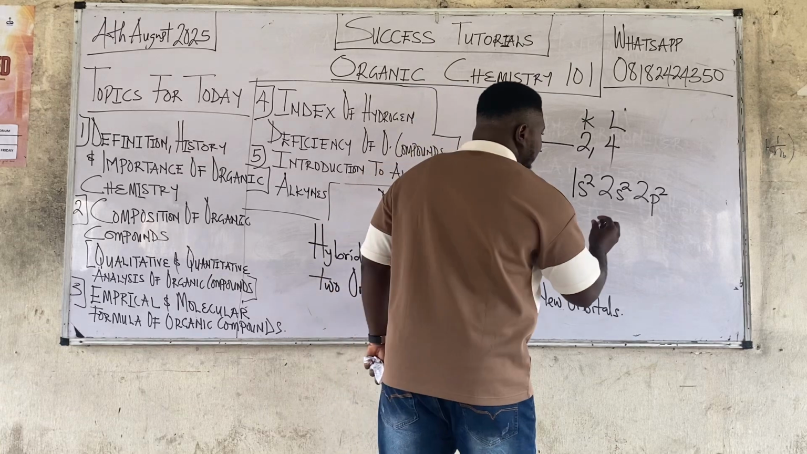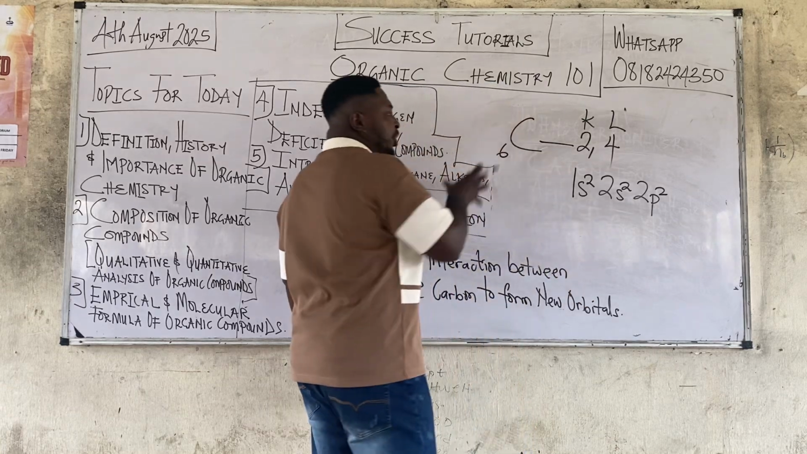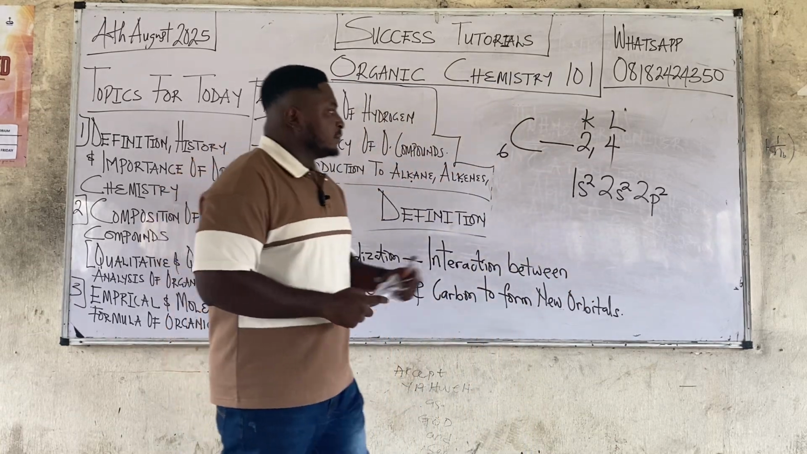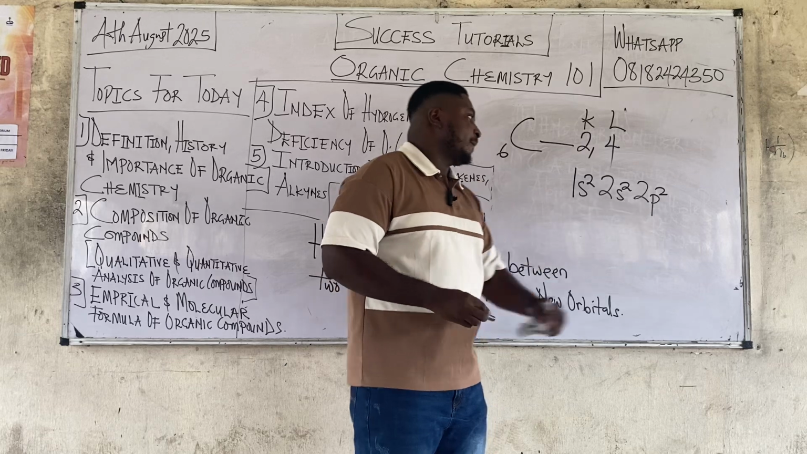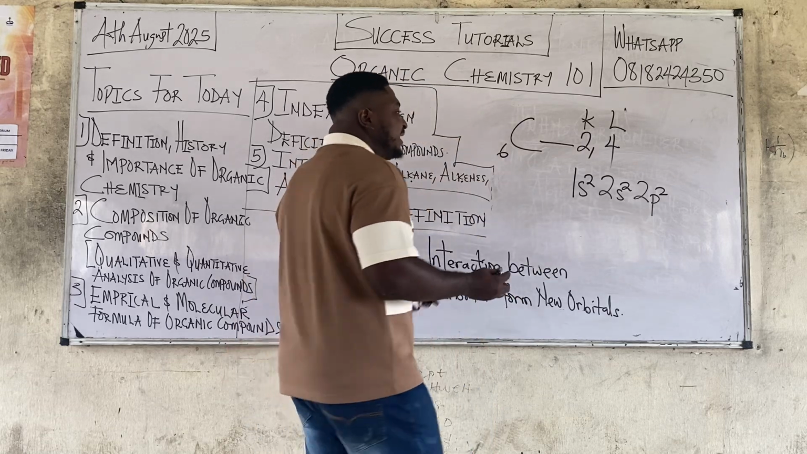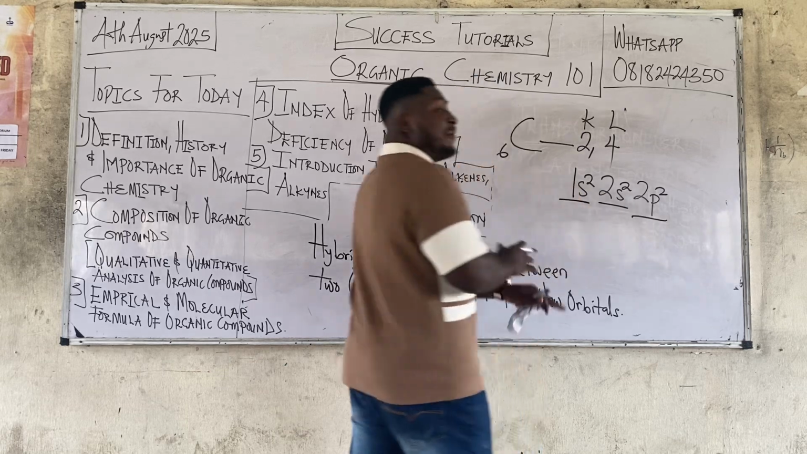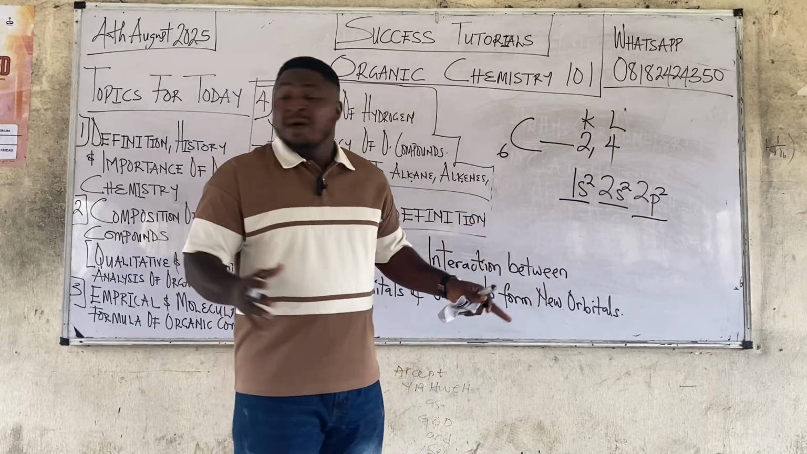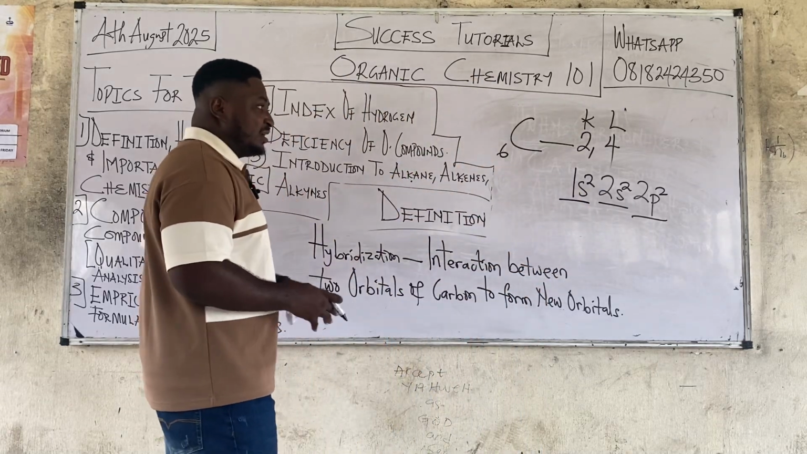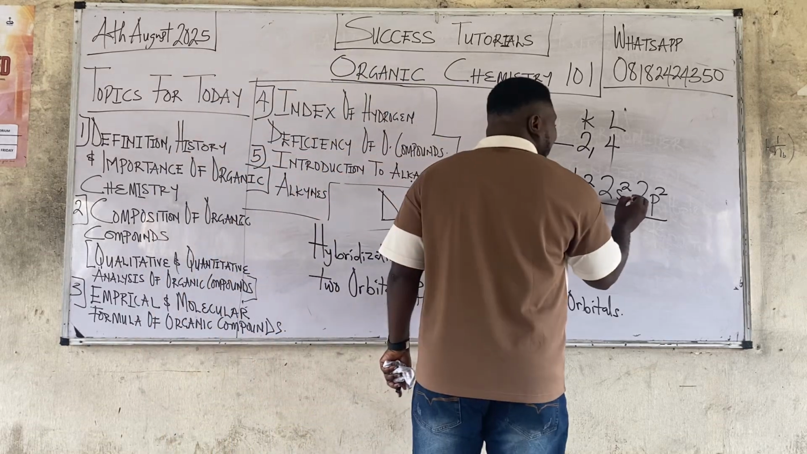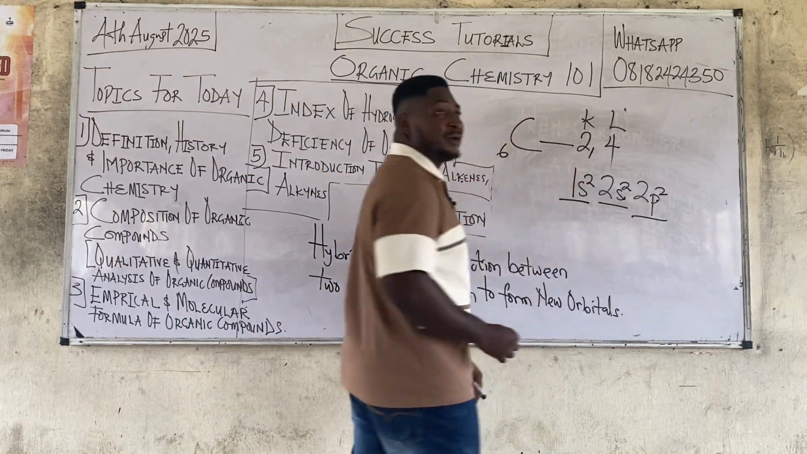Now, this is the configuration of carbon: 1s2, 2s2, 2p2. Class, you see that in inorganic chemistry, there's no interaction between the s and the p orbital. Everybody's separate. But class, in organic chemistry, something can take place between this s orbital of carbon and this p orbital of carbon.